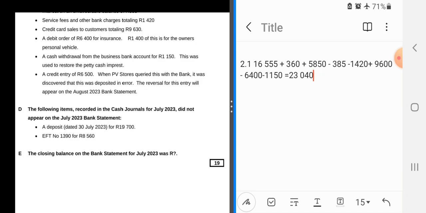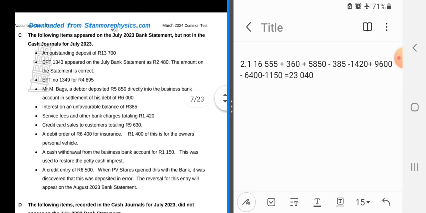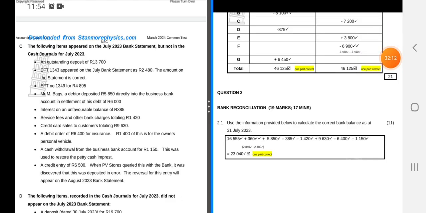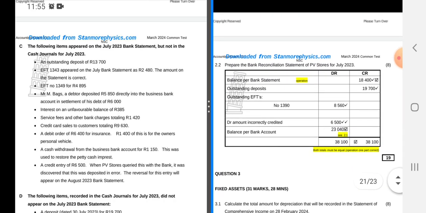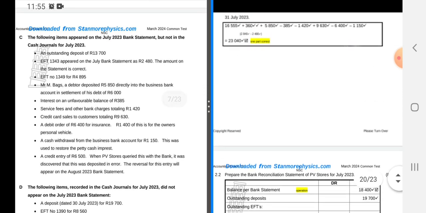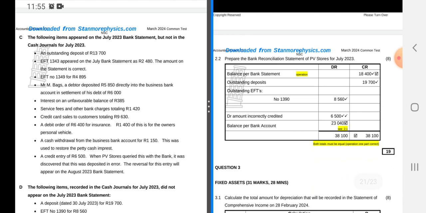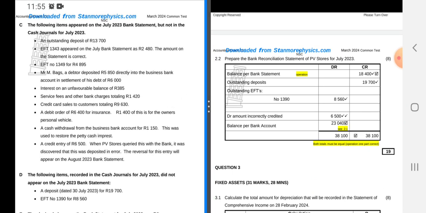The following items recorded in the cash journal for July did not appear on the bank statement. The closing balance of the bank statement, okay, those ones we will do, but everything has been accounted for here. So there is what appears on the memo. And then we'll just do the bank reconciliation. So here we have the bank reconciliation statement.